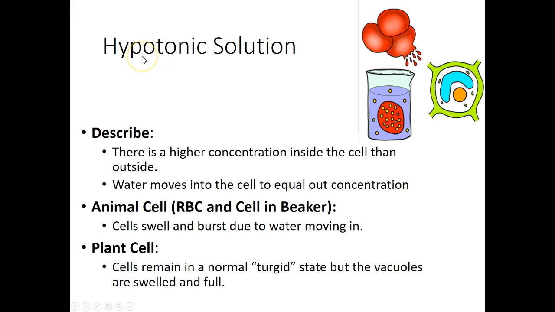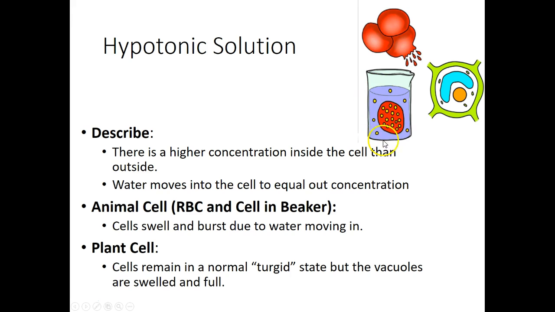In a hypotonic solution, there's a higher concentration of something inside the cell than outside. So it's hypotonic because you have a smaller concentration of something outside than you do inside the cell. So to try to equal that out, water moves into the cell to try to equal out the concentration. If that happens, then the inside of the cell can get too full. For example, an animal cell will get too full and it will swell and it might even burst due to all that water moving in.